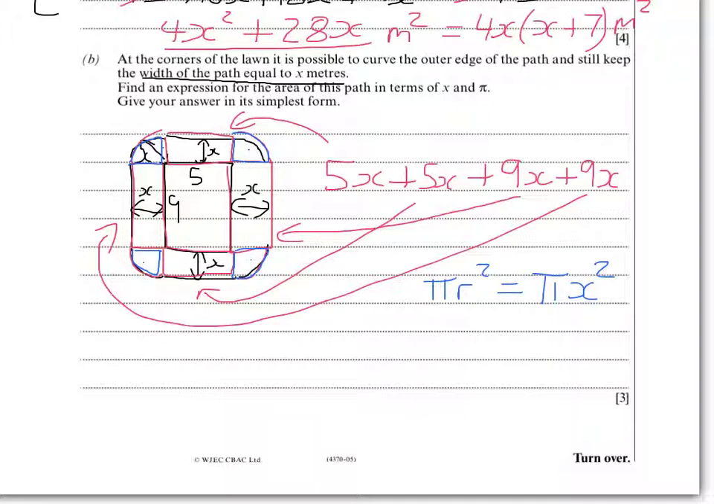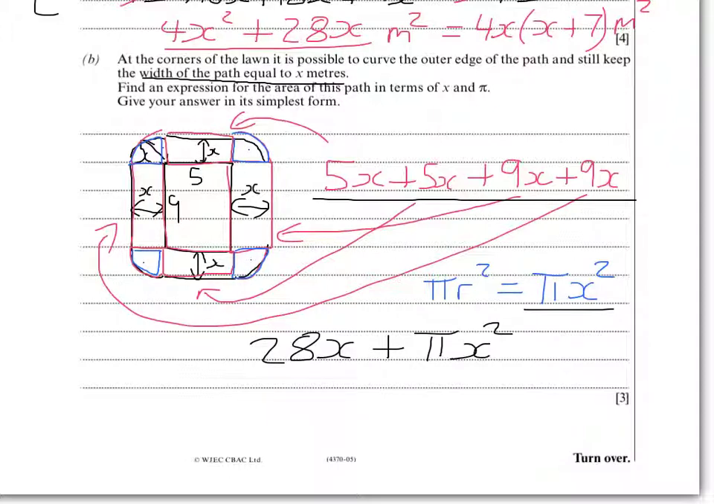So all we need to do to finish is add those 2 parts together. From our rectangles, we've got 5x and 5x, which is 10, plus 9, which is 19, plus another 9. So we've got 28x from that part. And then remember that we've got, from our circular part, the pi x squared. So our answer in its simplest form, in terms of x and pi, is 28x plus pi x squared.